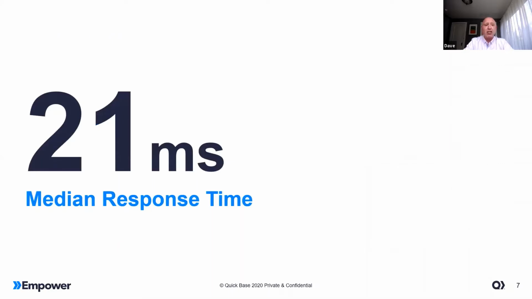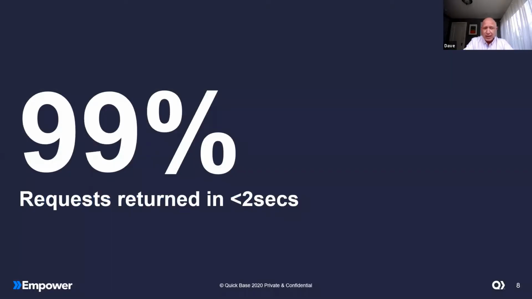Speaking of that, the median response time for every request, every click that you make in the platform, is about 21 milliseconds, which is 21 thousandths of a second, which is really fast. And that's the median response rate for all clicks on all 40,000 apps every single month. So again, QuickBase is pretty fast. 99% of all those requests are returned in less than 2 seconds total. And so the amount of time it takes between a user clicking on something in QuickBase, 99% of all traffic on the platform is returned in less than 2 seconds. Again, which is really impressive, and we're really proud of that.